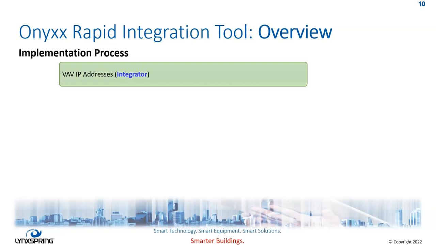The first thing that the integrator needs to do is set the IP addresses for all the VAV edge controllers.